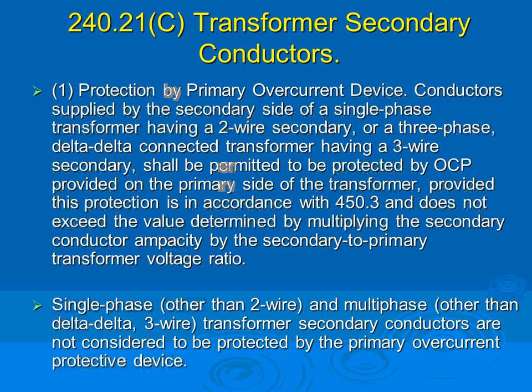Transformer secondary conductors. So conductors supplied by the secondary side of a transformer shall be permitted to be protected by the overcurrent protection device on the primary side, provided the protection is according to 450.3 and does not exceed the value determined by multiplying the secondary conductor ampacity by the secondary to primary transformer voltage ratio.